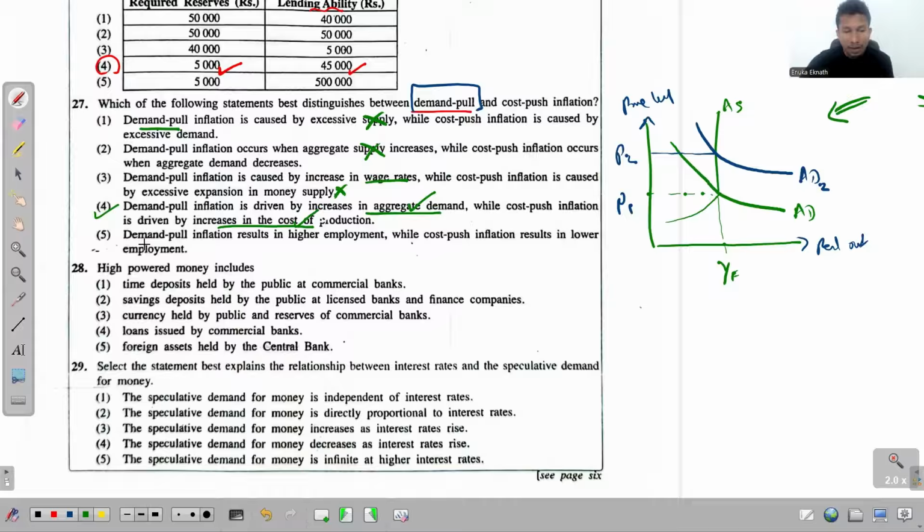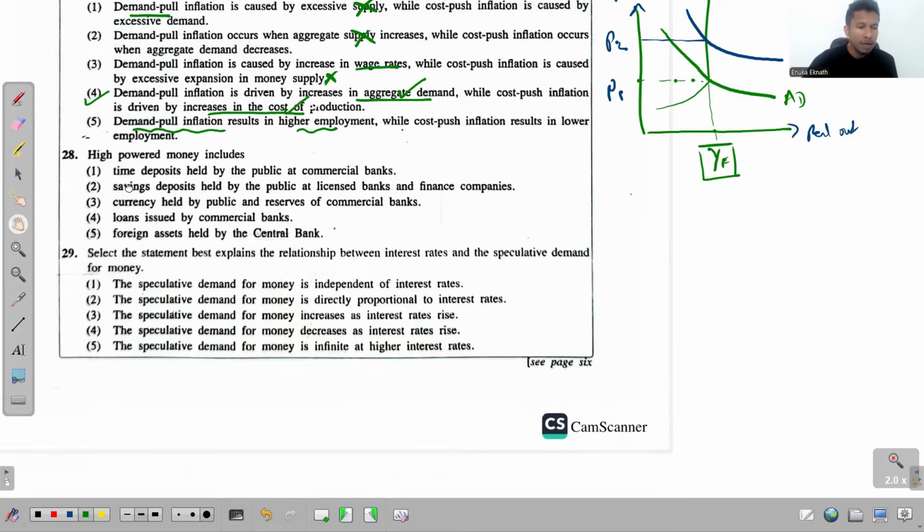And the same thing: when demand-pull inflation happens, the economy has already utilized all the resources under full employment. Right? Then it does not become higher just because aggregate demand increased further. That kind of story doesn't happen. Right. So the answer for this question 27 is the fourth one.